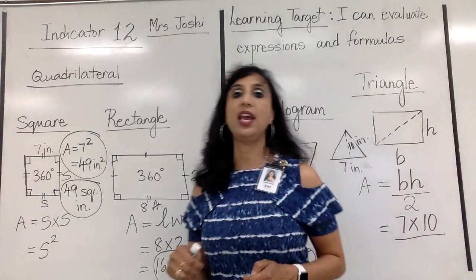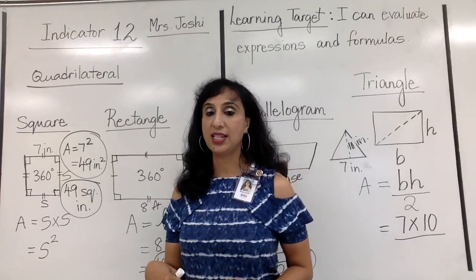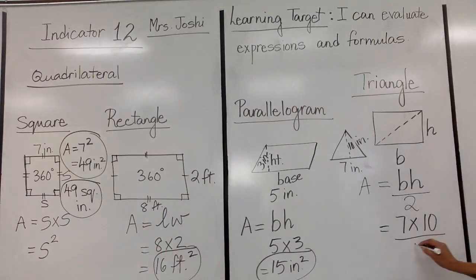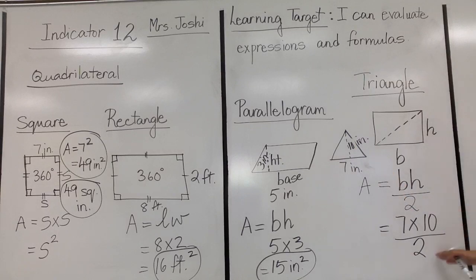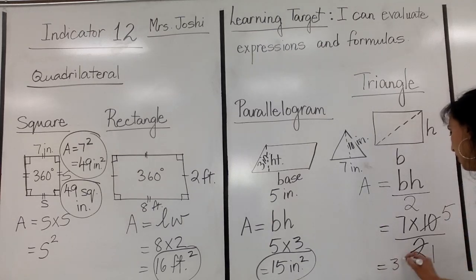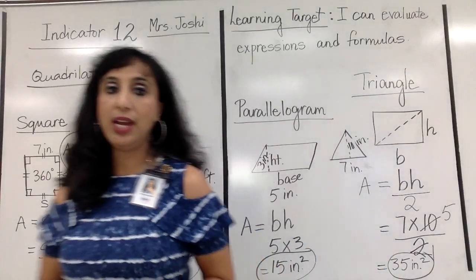Now, very often children make this mistake. They do the 7 times 10, but they forget to divide by 2. Okay, now please remember, over here, of course, it's not drawn to scale, but I'm just saying, all right? Now, remember, this is a fraction, so I can simplify before I multiply. So this is times 1 and times 5, because 5 times 2 gives me 10. So 7 times 5 is 35 inches squared. All area will be in square units, okay?